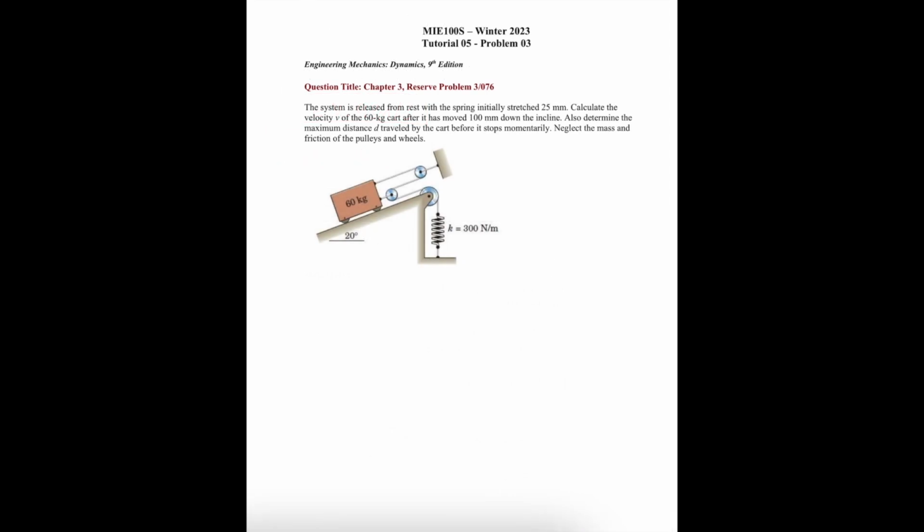And now for our last problem. We've got a system released from rest with the spring initially stretched 25 millimeters. We want to calculate the velocity v of the 60 kilogram cart after it has moved 100 millimeters down the incline. We want to also determine the maximum distance d traveled by the cart before it stops momentarily. And we're going to neglect the mass and friction of the pulleys and wheels.